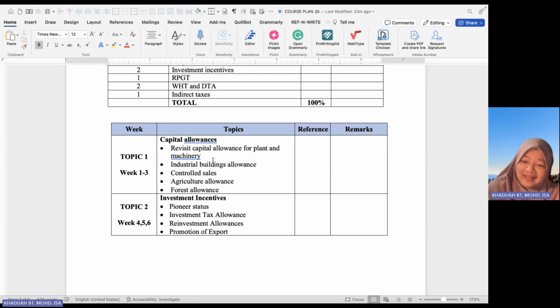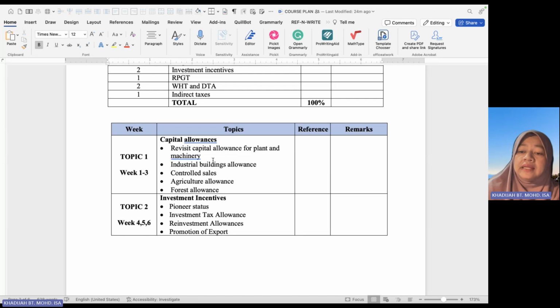Then we have another allowance, which we call agricultural allowance. This allowance is similar. It is a deduction given on any qualifying expenditure incurred by the agricultural industry. For example, the farmers, those who have vegetables, or even an estate. Estate here refers to your palm oil or whatever. So these are the agriculture allowance.